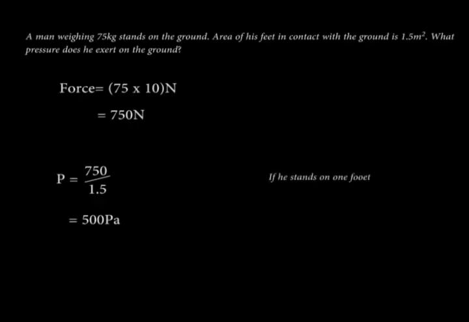Suppose he now stands on 1 foot. How much pressure does he exert? Notice that by standing on 1 foot, the area in contact with the ground is reduced by half. That is a half of 1.5, which is 0.75 meters squared. However, his weight doesn't change. So new pressure is 750 over 0.75, which gives us 1000 newtons per meter squared. The pressure doubles when the area is halved. So the man will experience fatigue faster when standing on 1 foot.